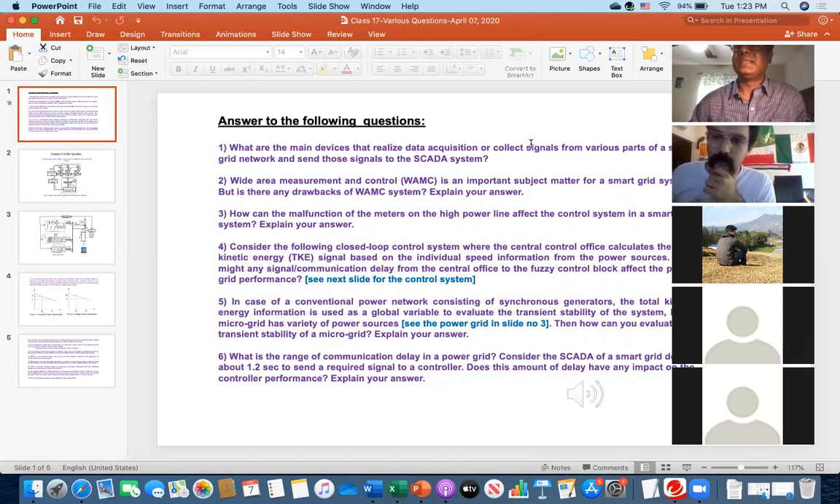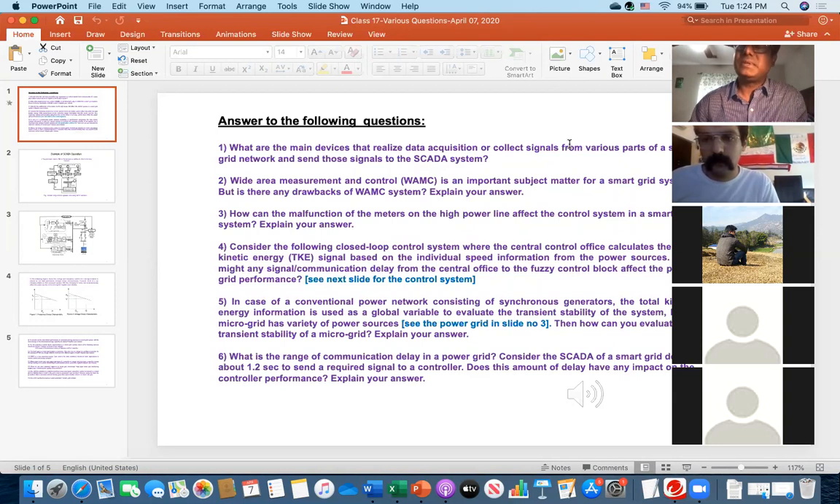Because every source has voltage. The wind generator has speed, there is no issue. But does photovoltaic have any speed? No, because photovoltaic is static. Supercapacitor energy storage is static. Even the fuel cell, which I did not show, is also a static device. That's why that question is coming. In a microgrid, you cannot use the speed signal or the kinetic energy as a global variable. But of course, that speed signal and frequency signal are being sent to the SCADA.